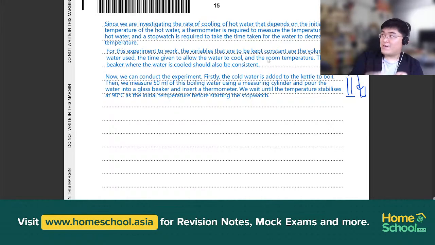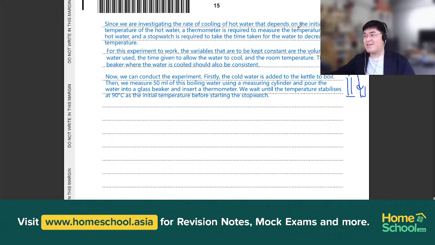All right, and then of course when you pour everything in the beaker, the temperature will decrease over time. But we want to keep the variables controlled. The independent variable is the initial temperature of the water. So let's say we wait until the temperature hits 90 degrees Celsius, then we start the stopwatch and wait for it to cool for 5 minutes, right? This is the first step.